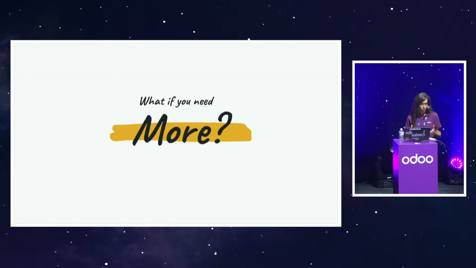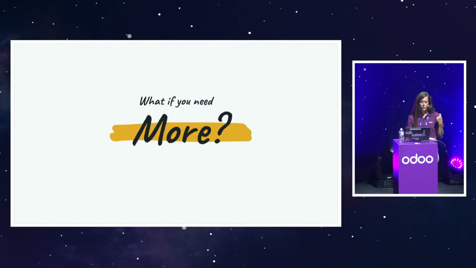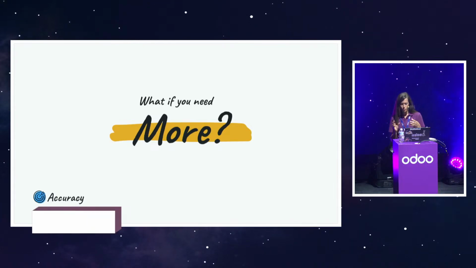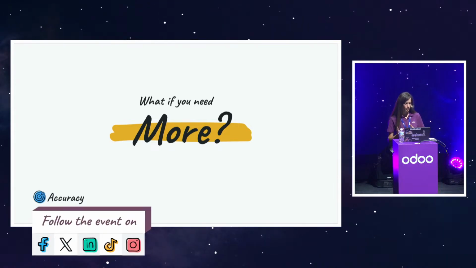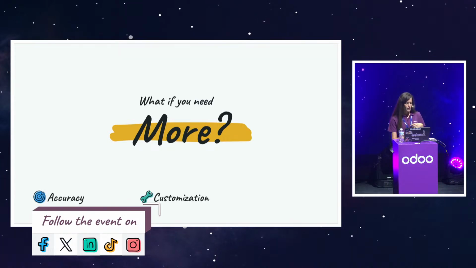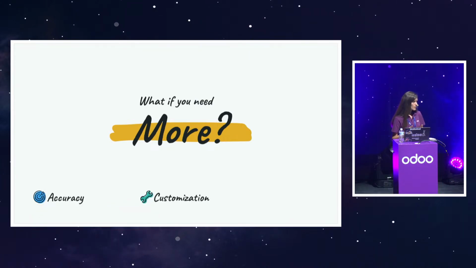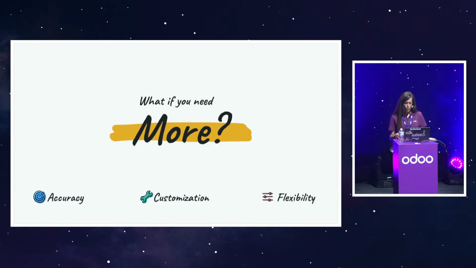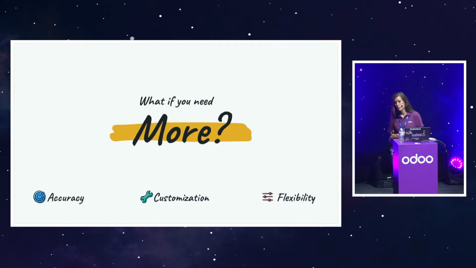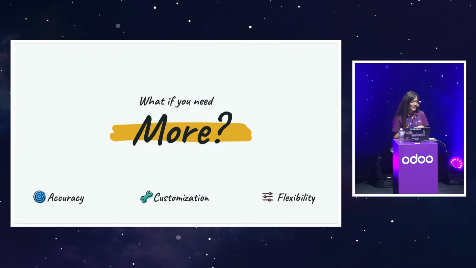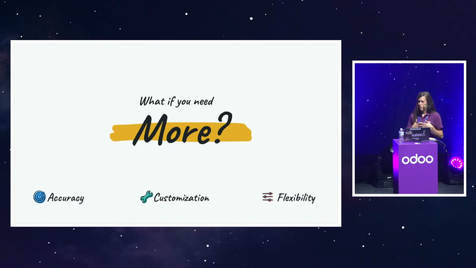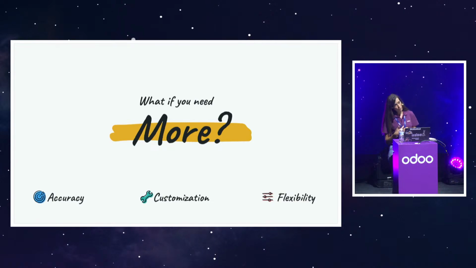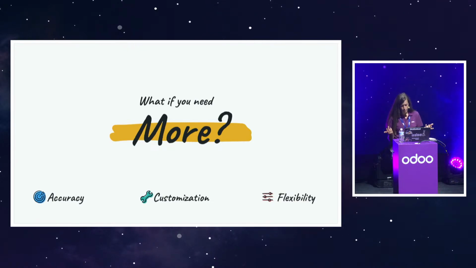But what if you need more? What if you need to take traceability one step further in terms of accuracy, because you want to track specific information on your products and your serial numbers? What if you need more customization, because the information that you want to track is different for each product? What if you need more flexibility, because you would like to be able to add and update information at any time during the process? Let's imagine, for example, that you are a wine producer and that you need to track which of your lots are organic certified, for example.